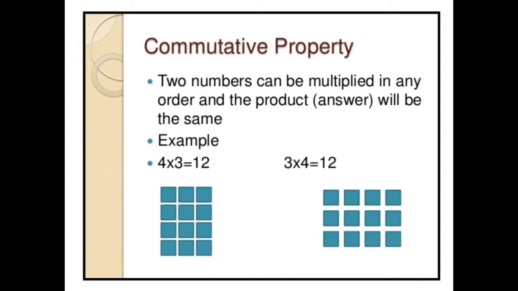So this is the first property, commutative property. Two numbers can be multiplied in any order and the product will be the same. Suppose it is given 4 3s are 12, then it means 3 4s are 12 also. Suppose it is given 5 4s are 20, so 4 5s are 20 also. Like 10 9s are 90, so it means 9 10s are also 90. It means if we change the places of the numbers, our answer will not change. So this is the first property.